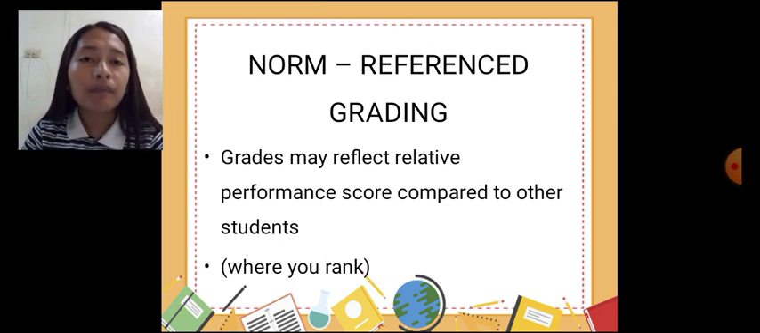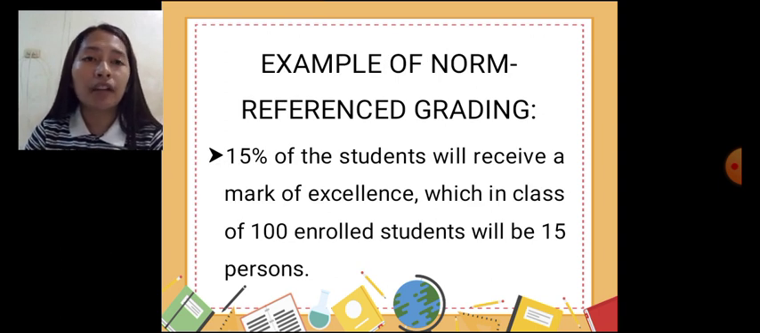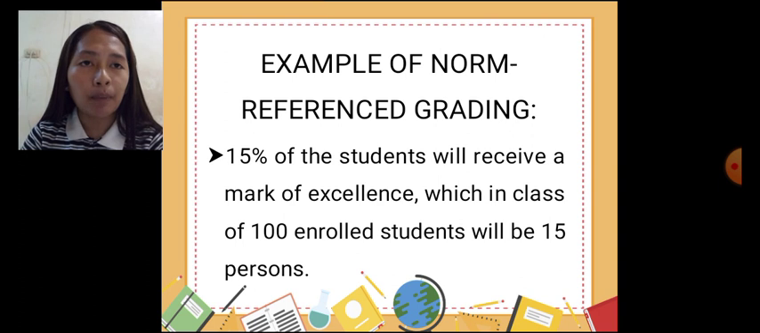And also, in norm reference grading, it may use percentile rank to obtain and determine the relative standing in a norm group. For example, 15% of the students will receive a mark of excellence, which in a class of 100 enrolled students will be 15%. In this example, it is norm reference grading because it uses percentile.